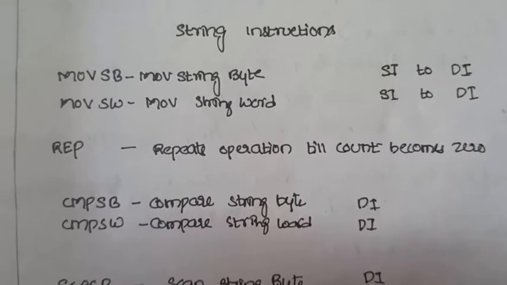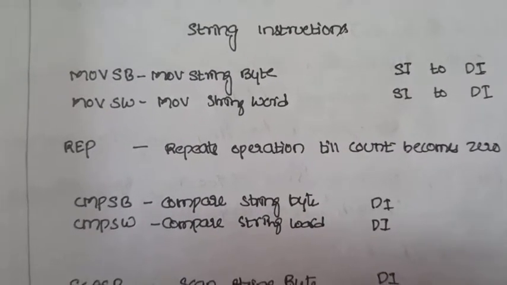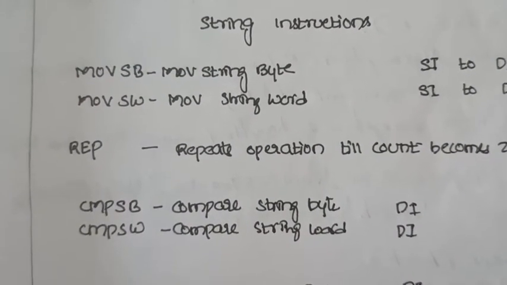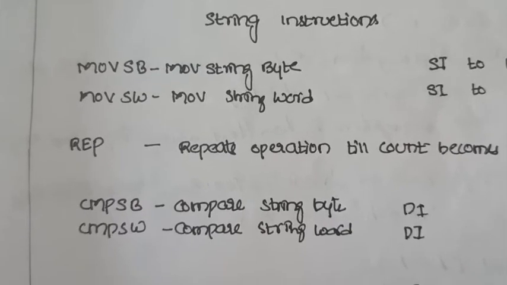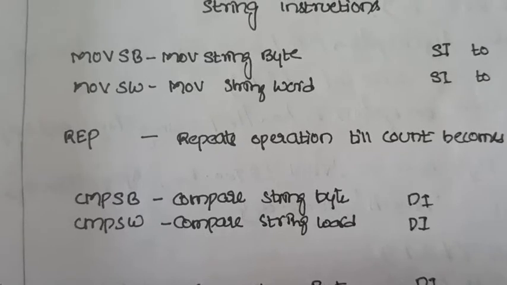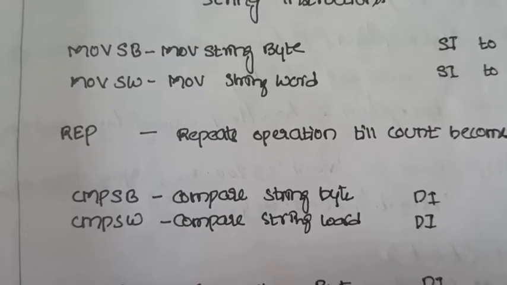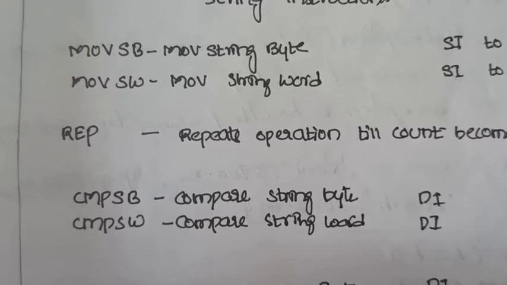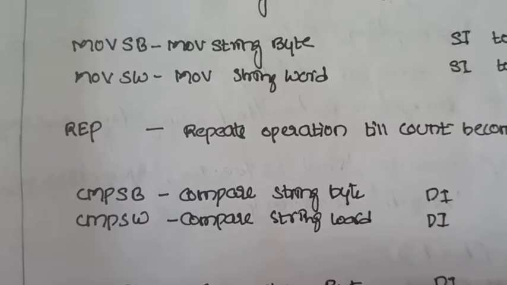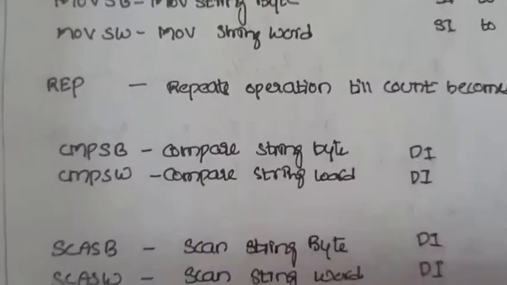Another instruction is CMP, which represents compare. So CMPSB represents compare string byte. It compares the string byte. This compare string instruction works with the DI register. It compares the data available in DI with the AL or AX register value. CMPSW represents compare string word.